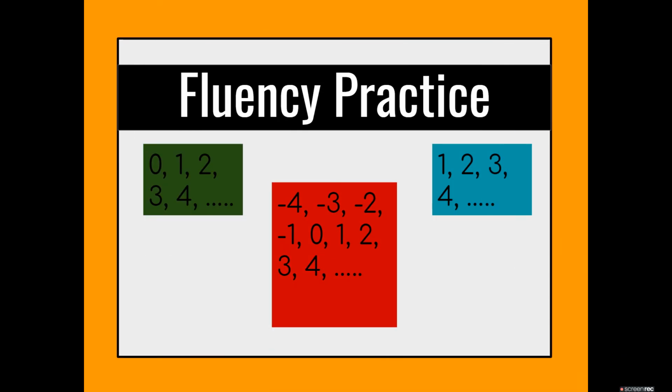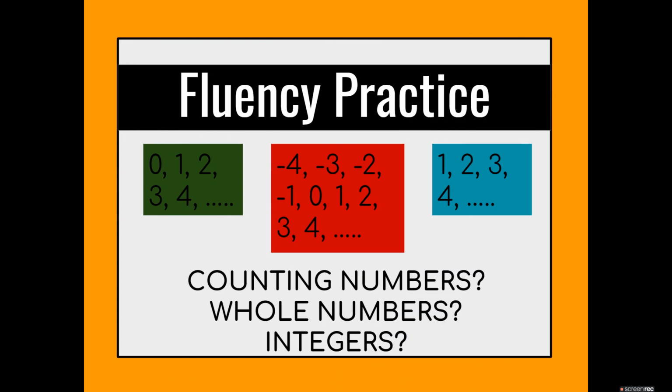Before we talk more about integers, try to look at all the numbers inside these three boxes. The numbers are in the green box, blue box, and red box. What can you tell me about these numbers? What type of numbers are in each box? Here are some clues. Which box do you think represents counting numbers? Which box do you think represents whole numbers? And lastly, which box represents integers?